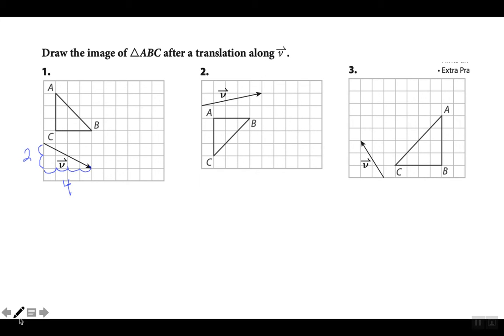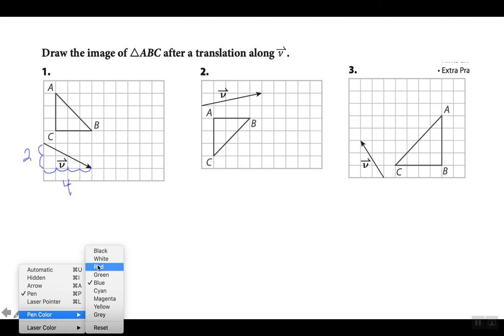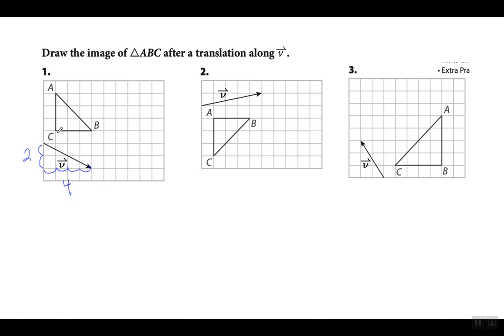Let me just change my pen color here to red. If I want to start with C, it would be 2 units down and 1, 2, 3, 4 to the right, and that would be C prime. Now B, 1, 2, 1, 2, 3, 4. And there's B prime. Last one is A, 1, 2 down and 1, 2, 3, 4. There's A prime. And there's my answer.